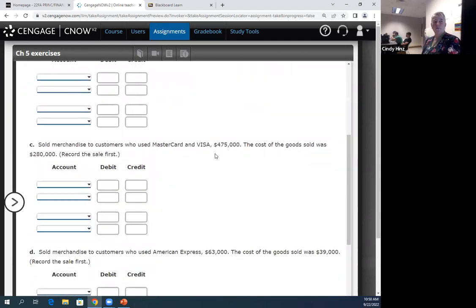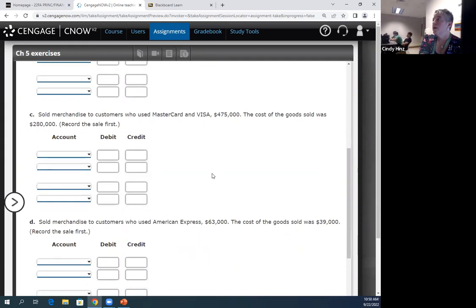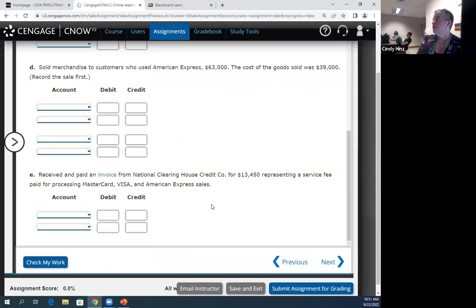Letter C says we sold merchandise to customers who used credit cards, Visa and MasterCard in this case. And so we sold it for $475,000. That was the revenue we received. But if we look down here to the final step of this exercise, the National Clearinghouse Credit Company billed us for a fee, and that fee would be based on a couple of different things. One, the total amount of the credit card billings. So you're going to pay a percentage of that.